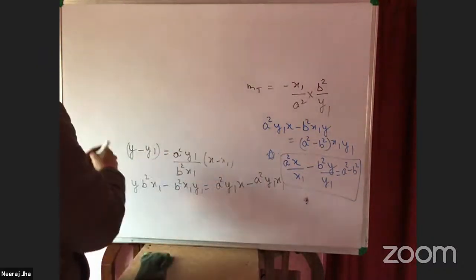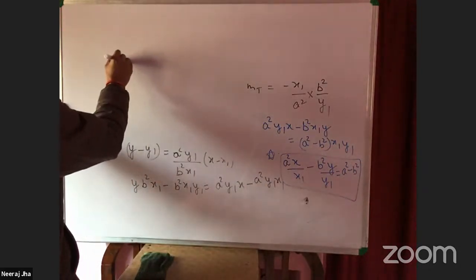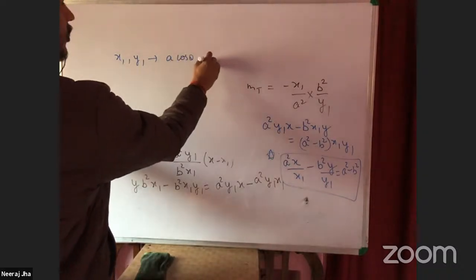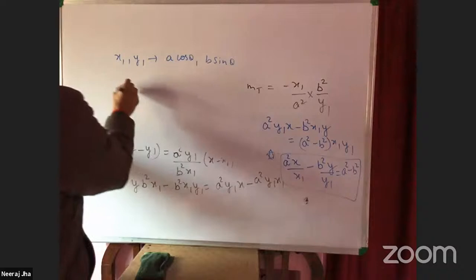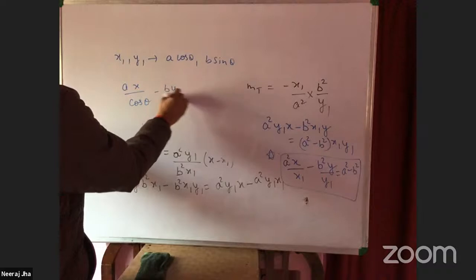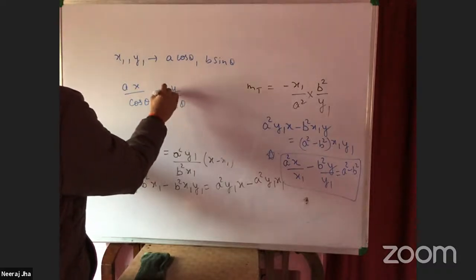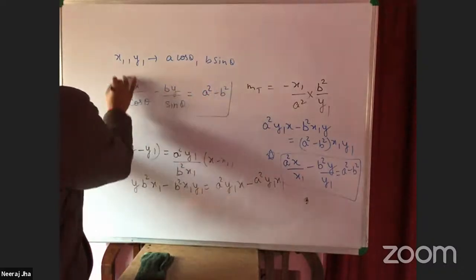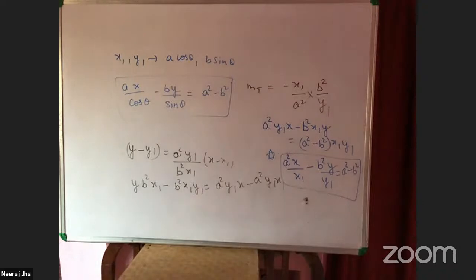Now, if this point is a parametric point, that is, if x1, y1 is replaced by a cos theta, b sin theta, the normal equation will be a into x upon cos theta minus b into y upon sin theta is equals to a square minus b square. Now we'll be solving some questions based on this result, based on the equation of the normal.